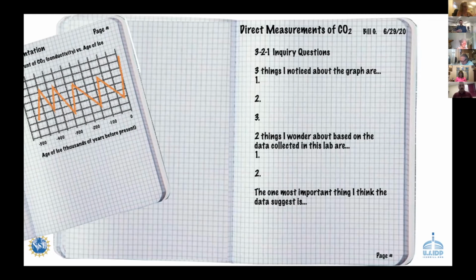So I would like you on the right-hand side just to practice processing things a little differently with your kids that open up some wide open conversations. Could you write down 3 things that you notice about that graph, 2 things you wonder about that graph, and then the most important thing that you think that data suggests to you? And we'll give you 5 minutes to do that. It should be 10:01.